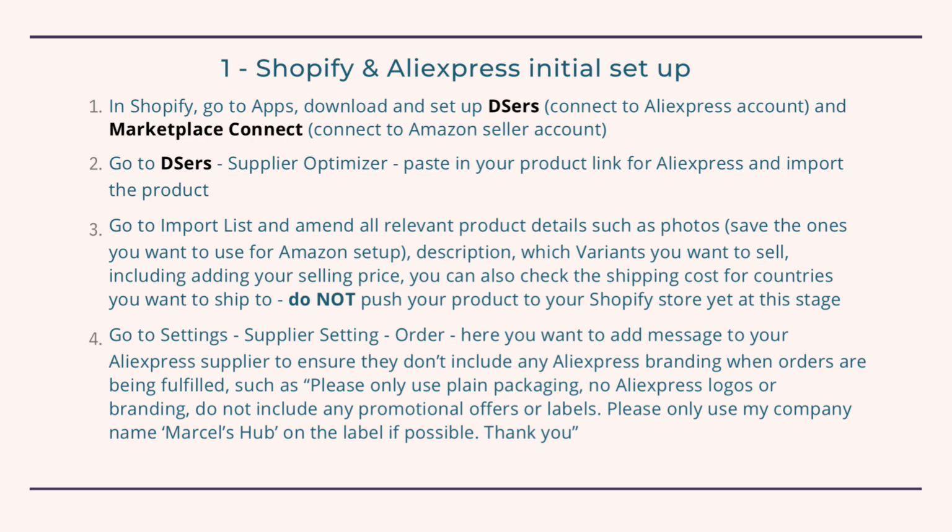Okay, next, go to Settings, Supplier Setting, Order, and here you want to add a message to your AliExpress supplier to ensure that they don't include any AliExpress branding or any promotion labels. So you could add wording such as, please only use plain packaging, no AliExpress logos or branding, do not include any promotional offers or labels, please only use my company name, which in my case is Marcel's Hub, on the label if possible. Thank you.